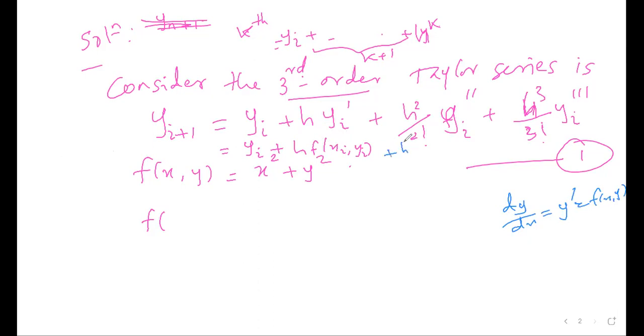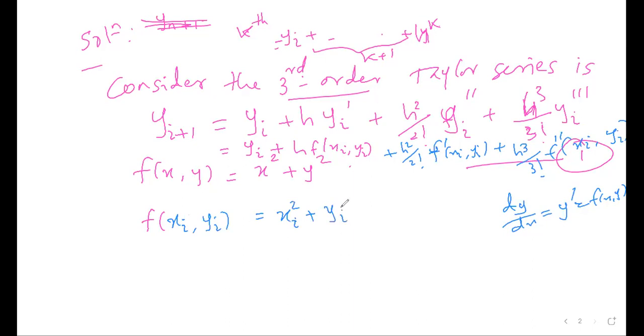Plus h squared by 2 factorial f dash of x_i, y_i. Then h cubed by 3 factorial into f double dash of x_i, y_i. So I think I need to go for the second differentiation. What if I transform x as x_i and y as y_i? Everything will change accordingly: x_i squared plus y_i squared.